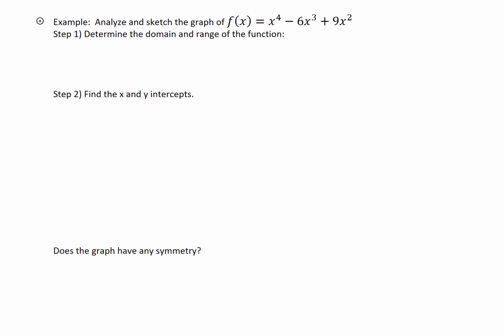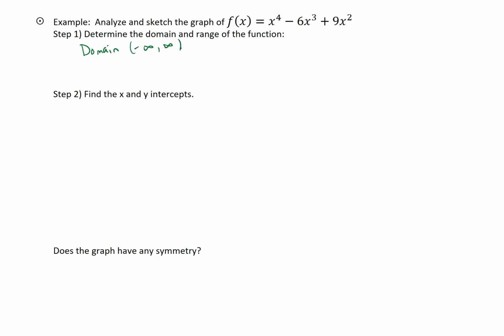So we want to analyze and sketch a graph of f of x equals x to the fourth minus 6x cubed plus 9x squared. So if I'm looking at domain and range, this is a polynomial, so its domain is going to be all real numbers. We don't have any problem with the domain, okay? But when it comes to the range, that can be a little bit trickier to find, and if you can't find the range right away, that's okay.